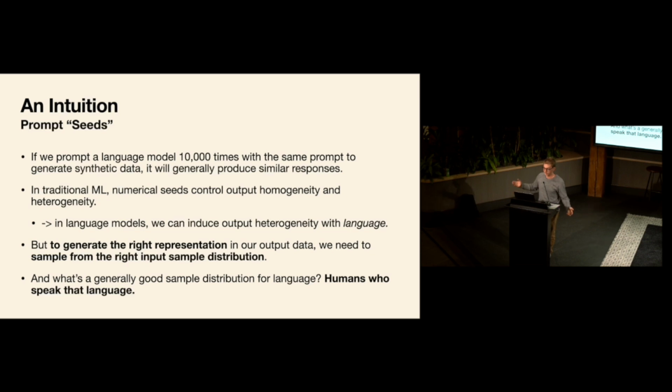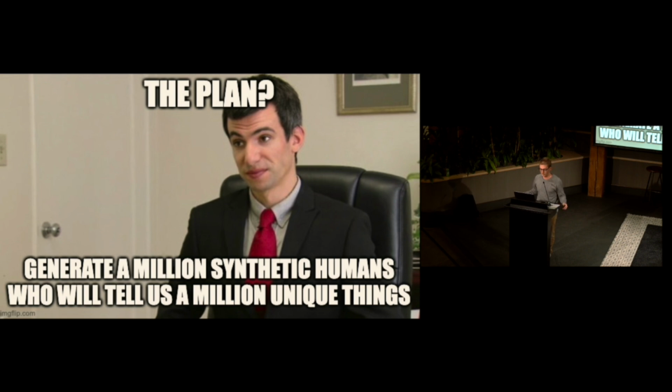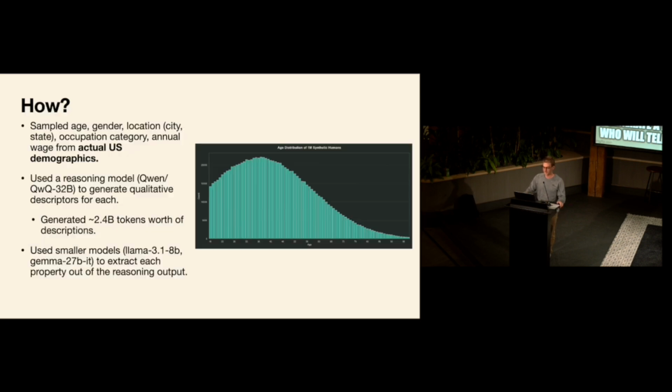So what's a generally good sample distribution for language? It's probably humans that speak that language. Okay, so the plan here: we're going to generate 1 million synthetic humans, and they're going to tell us 1 million unique things. We can use the same LLM, basically, to do it with these prompt seeds.